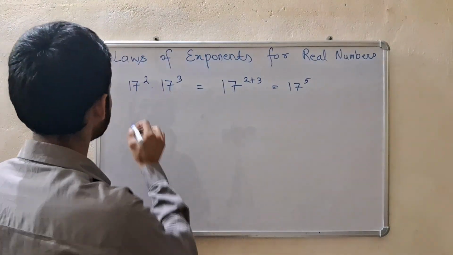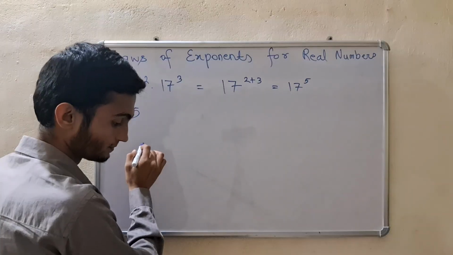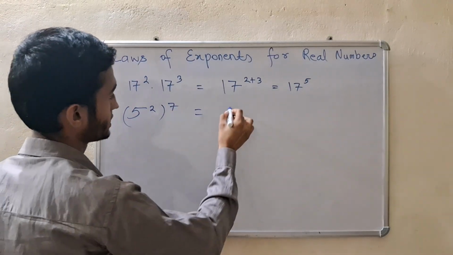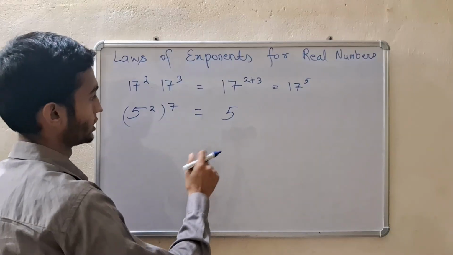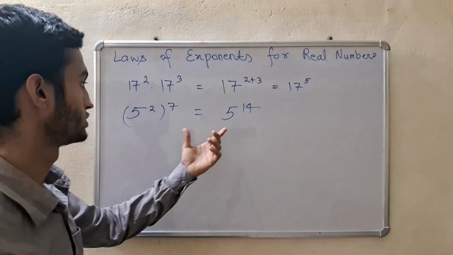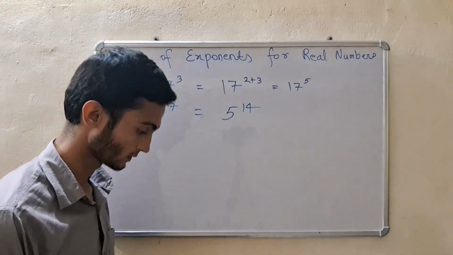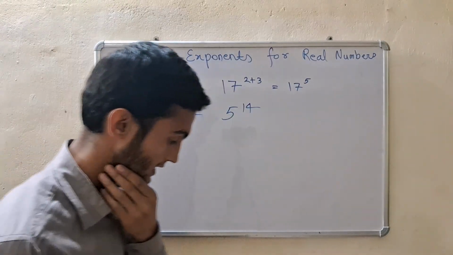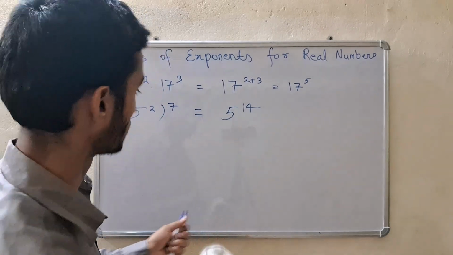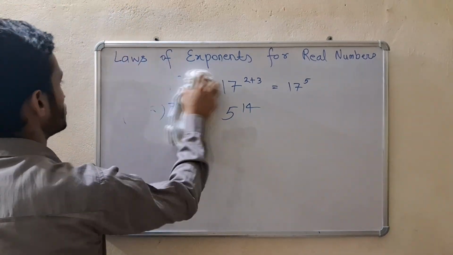Now for this one, let's say 5 squared raised to the power of 7. So what does it become? We multiply the exponents, right? And it becomes 5 to the power 14, right? So the simplified version of this expression is this one. And we also know how to do it when it comes to division.